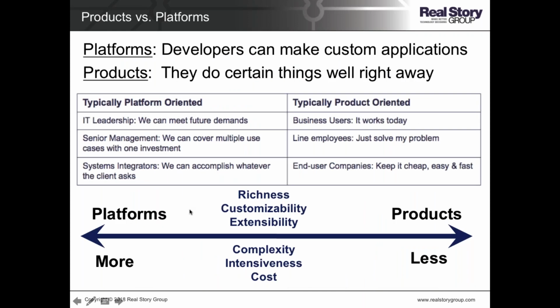So again, one of the really key considerations here is product versus platform. Platforms tend to demo very well. They tend to capture a lot of mind share. Products, on the other hand, do certain things really well right away. And so there's always this kind of tension between the two. We're not making a value judgment here. Obviously, for more complex use cases, you're probably going to want to lean more towards the platform end of the spectrum. For simpler use cases, you'll want to lean more towards the product end of the spectrum.